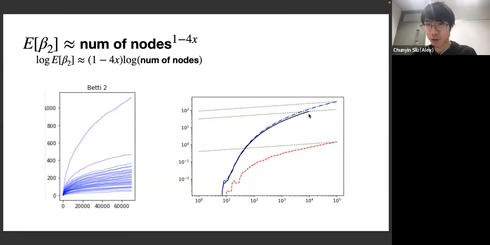The best we can do for the Betti numbers is 10 to the 4th nodes. For larger graphs, we run into memory issues, so we cannot simulate for large graphs. For the bounds, we can simulate for larger graphs, but still we are stuck with 10 to the 5th nodes, and convergence still hasn't happened yet.